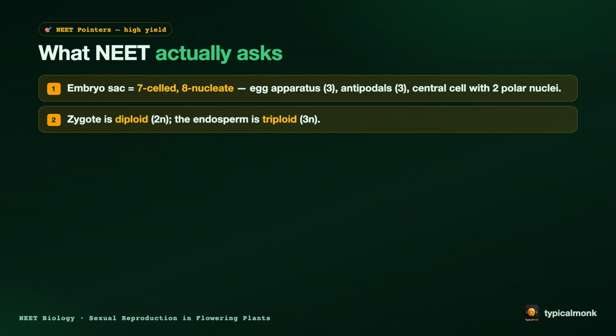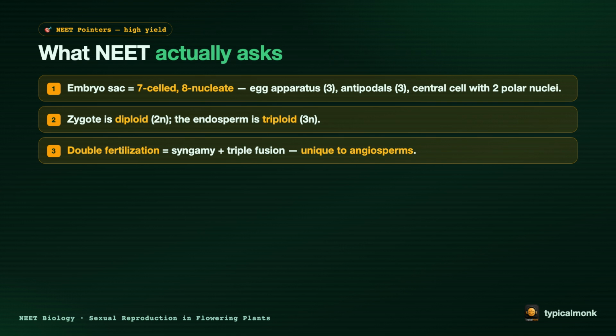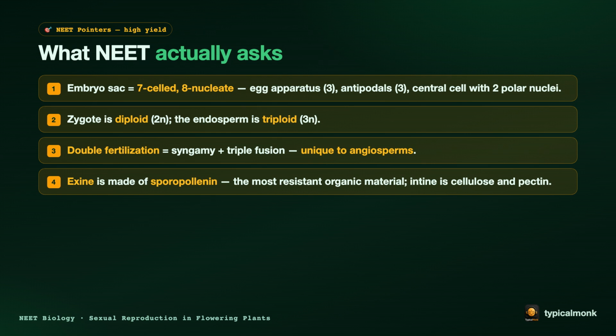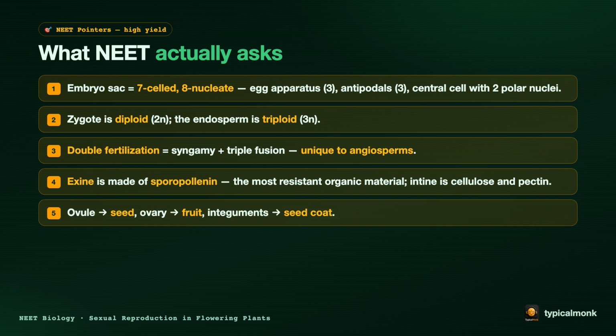1. The embryo sac, 7-celled 8-nucleate, egg apparatus 3, antipodals 3, and the central cell with 2 polar nuclei. 2. The zygote is diploid and the endosperm is triploid. 3. Double fertilization, that is syngamy and triple fusion, happens only in angiosperms. 4. The exine is made of sporopollenin, the most resistant organic material, and the intine of cellulose and pectin. 5. The ovule becomes the seed, the ovary becomes the fruit, and the integuments become the seed coat.